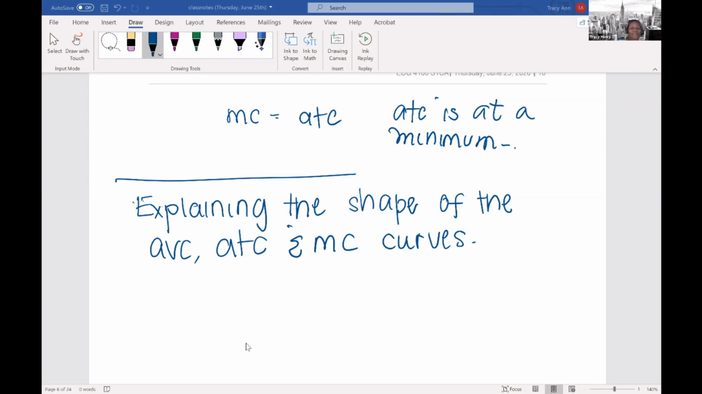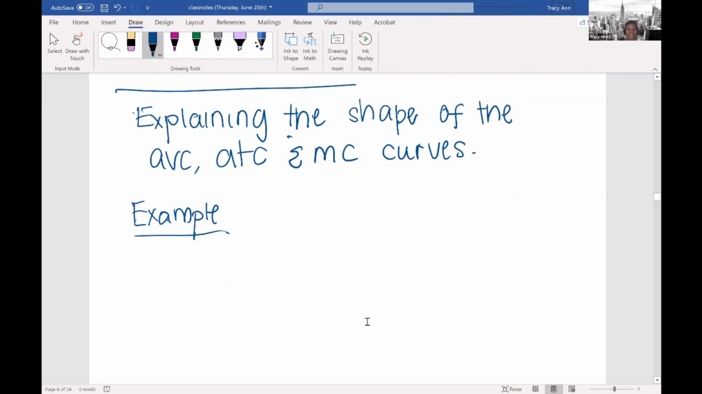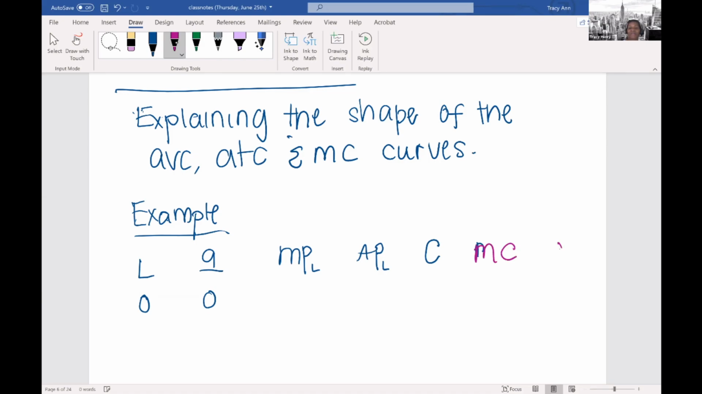So here's my example, and I'm going to put it out like this. I have workers, L, and I can have no worker, and Q is the number of cars serviced. When I have no workers, the number of cars I'm servicing is equal to 0. I can talk about my marginal product of labor, my average product of labor, and the cost of doing this. I can also talk about my marginal cost, and my average variable cost. Let's put this cost in a different color.